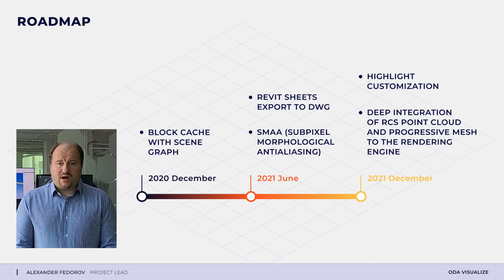Highlighting customization will make our SDK more flexible and allow us to cover a few customer requests. The next topic is a deeper integration of the point cloud and progressive mesh primitives into the rendering engine. It will allow performing automatic level of detail switching with minimal influence on performance. The implementation of subpixel morphological anti-aliasing should solve the mentioned problem of FXAA, when for a one pixel line the result looks too blurred. At the same time, such an approach should be significantly faster than the mentioned spatial anti-aliasing for 2D.